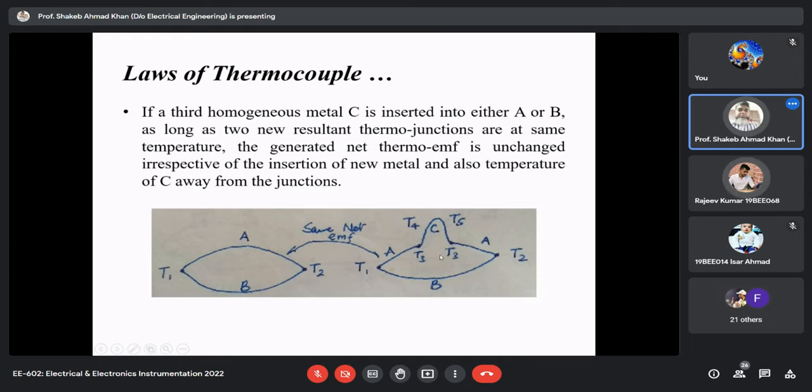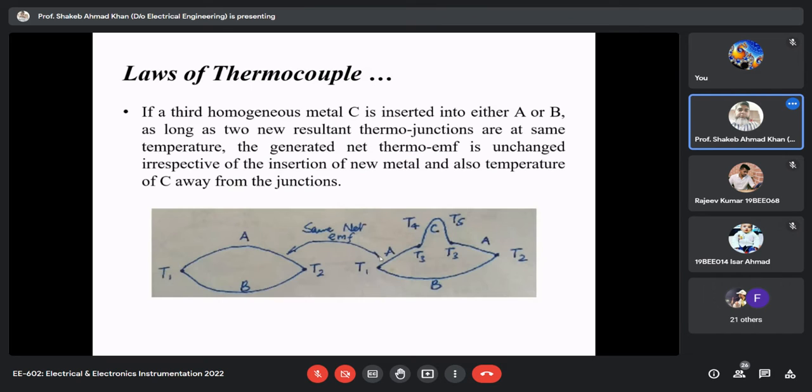Now we are inserting another metal here in the A wire, and this insertion will result in two more junctions, which is shown here. Whatever junctions come into existence because of the insertion of the third metal, if these junctions are maintained at the same temperature, then your output will not be affected at all. This is what this law says. What is the significance of it? We'll discuss it. So is it clear or not? Yes, sir. Okay.